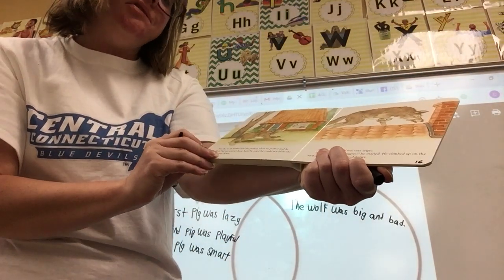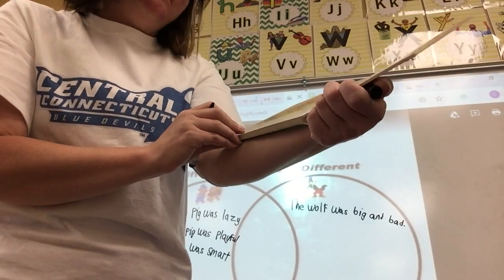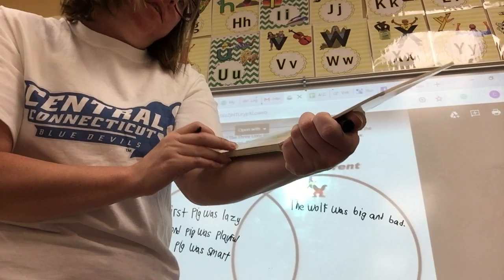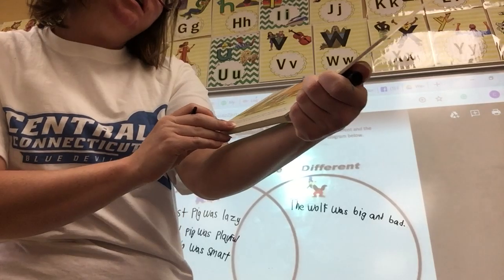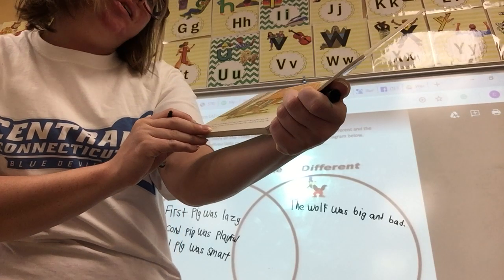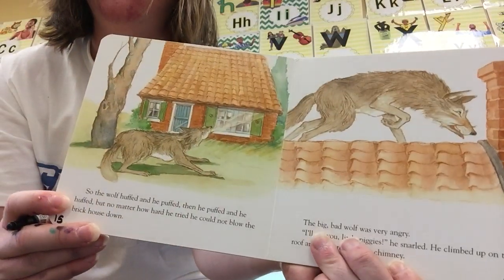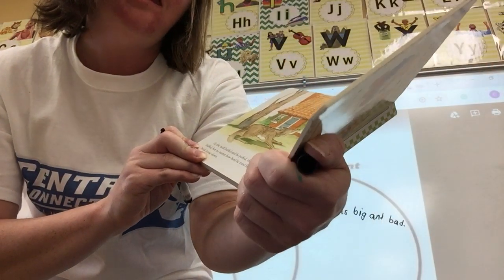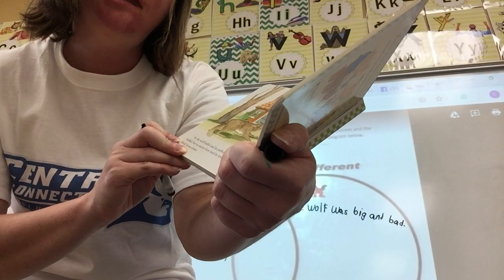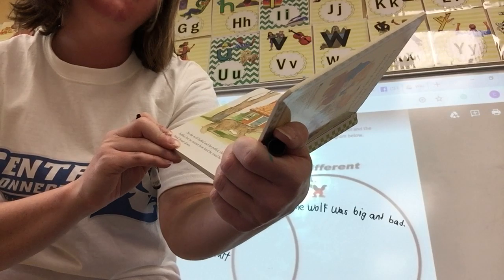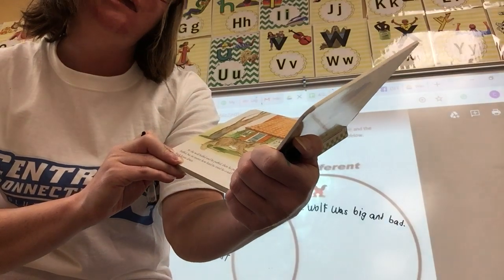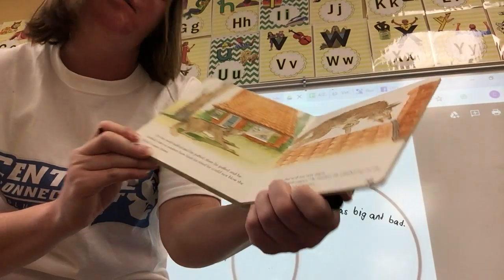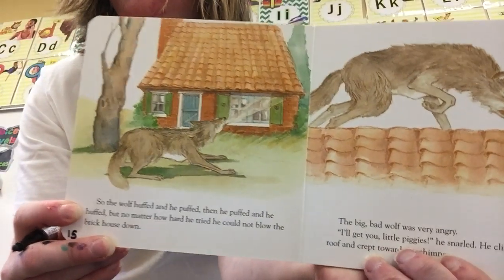So the wolf huffed, and he puffed, and he puffed, and he huffed. But no matter how hard he tried, he could not blow the brick house down. The big bad wolf was very angry. I'll get you, little piggies, he snarled. He climbed up on the roof and crept towards the chimney.